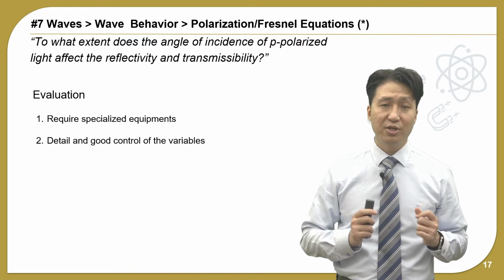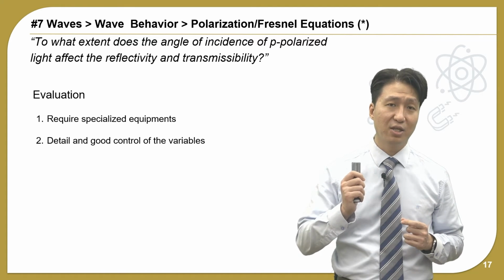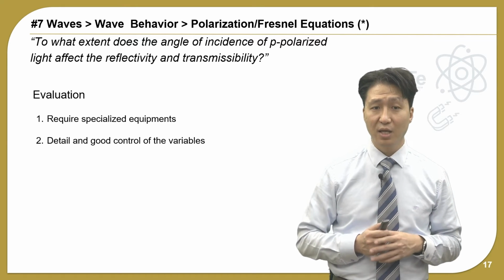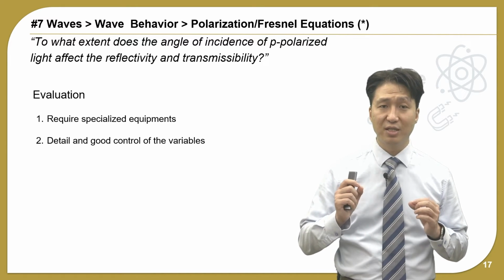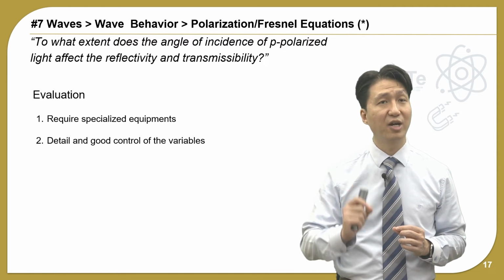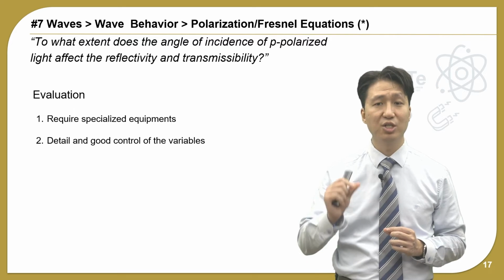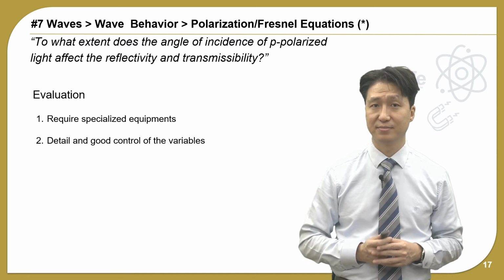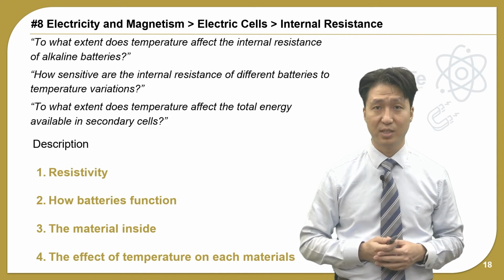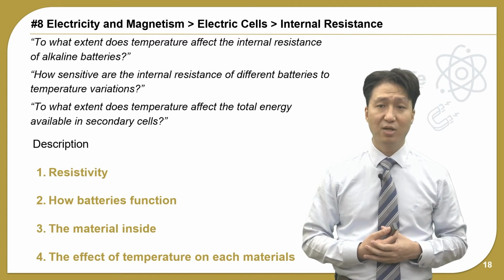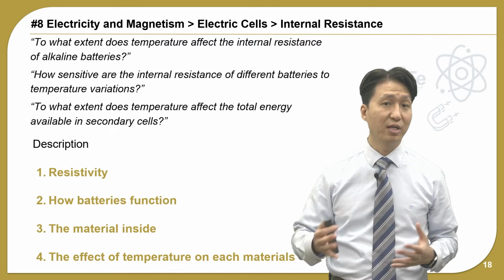Now, one of the hurdles you'll encounter is that this particular experiment requires very specialized equipment. You also need to have a very good eye for detail and good control of the variables, because very slight variations of the control variables will change the result by a lot. Now, we go into the electricity and magnetism, and one of the things you learn in chapter 5.3 is internal resistance.